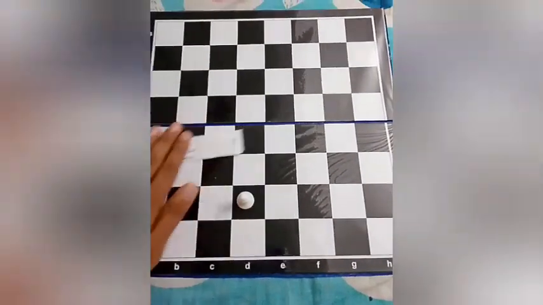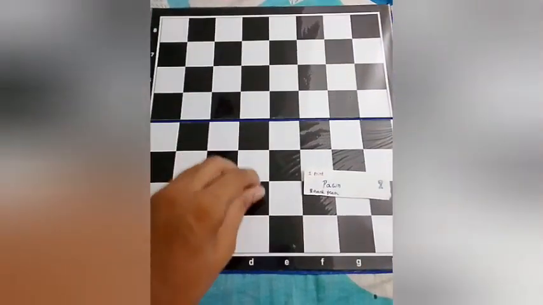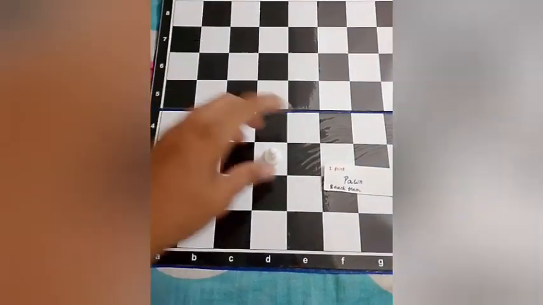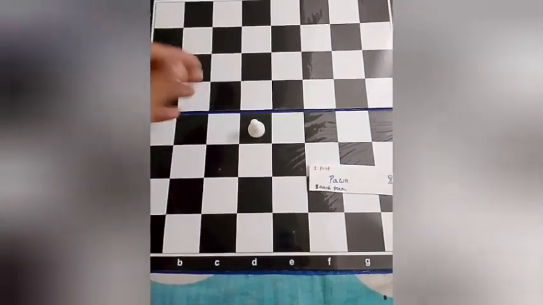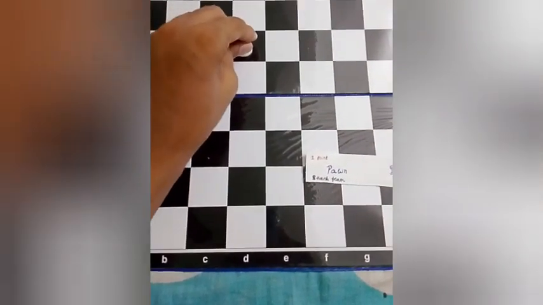In its first move it can move 2 places. If it is there, then I can move it here in the first move, or I can move it here also. But after the consecutive moves, after once I have moved, after that I have to move 1 place only.